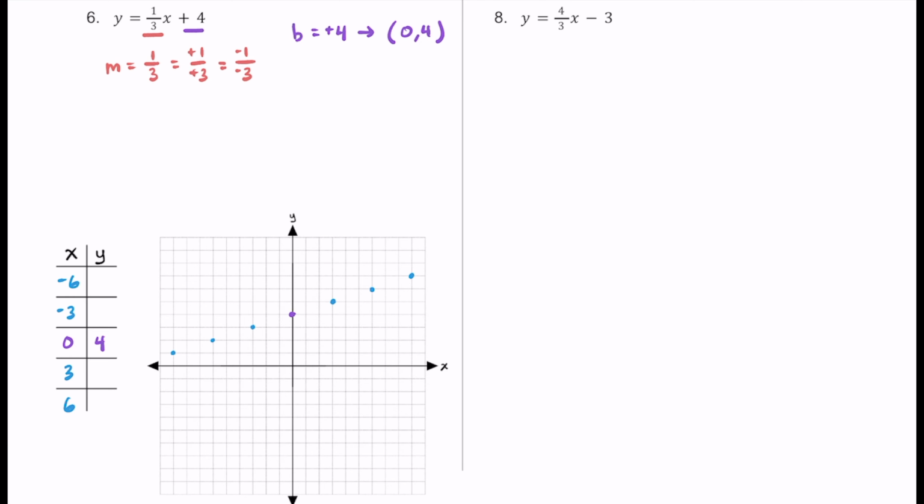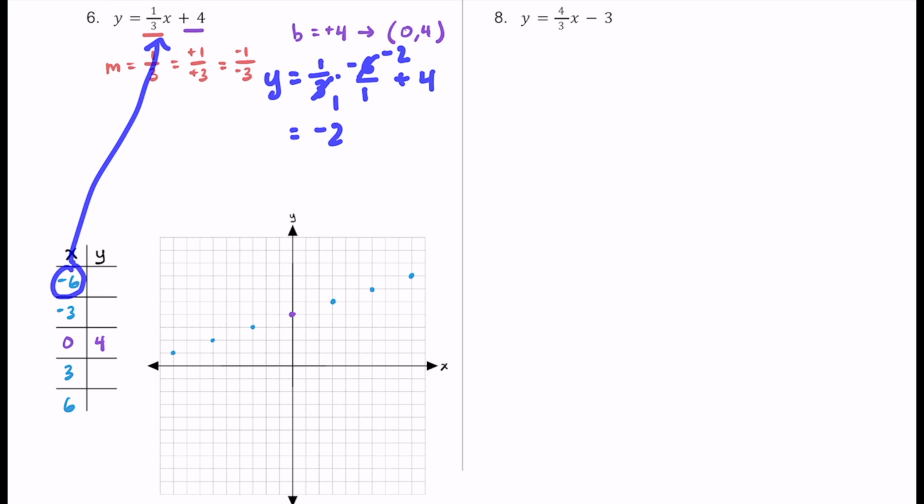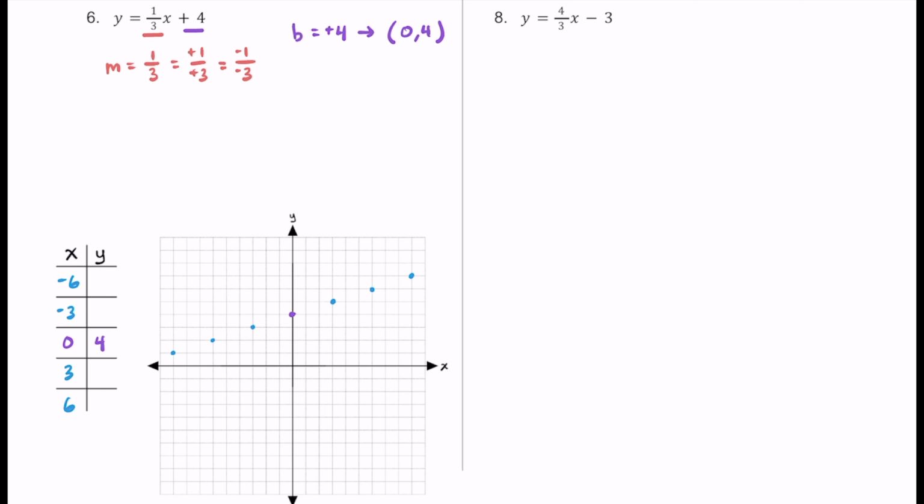Okay. Let's see what happens if we take this -6 and we plug it in. That's going to be y is equal to 1/3 of -6, which is -6 over 1. So 1/3 of 6 should be 2. So if you cross cancel these, you do get -2. So you get -2 plus 4. -2 plus 4 is equal to 2. So when x is -6, y is equal to +2, which makes sense with this dot. It's already plotted. And so that checks out.